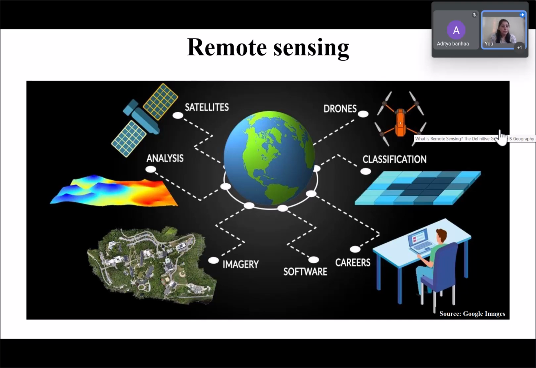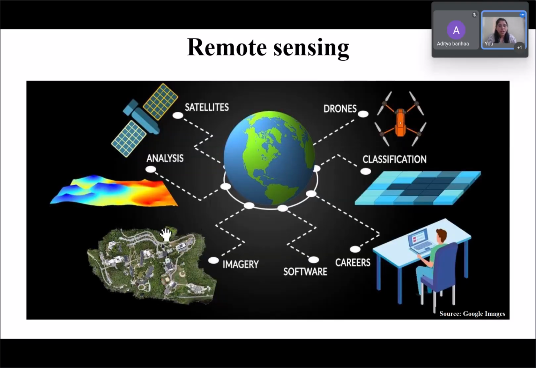How does that help us? That helps us know what we cannot perceive with our normal photographic capabilities, or the normal cameras that we have at hand. So what are we talking about here? We're talking about satellites, we're talking about drones. What are they used for? They're used for analysis. We'll see these things in a while.